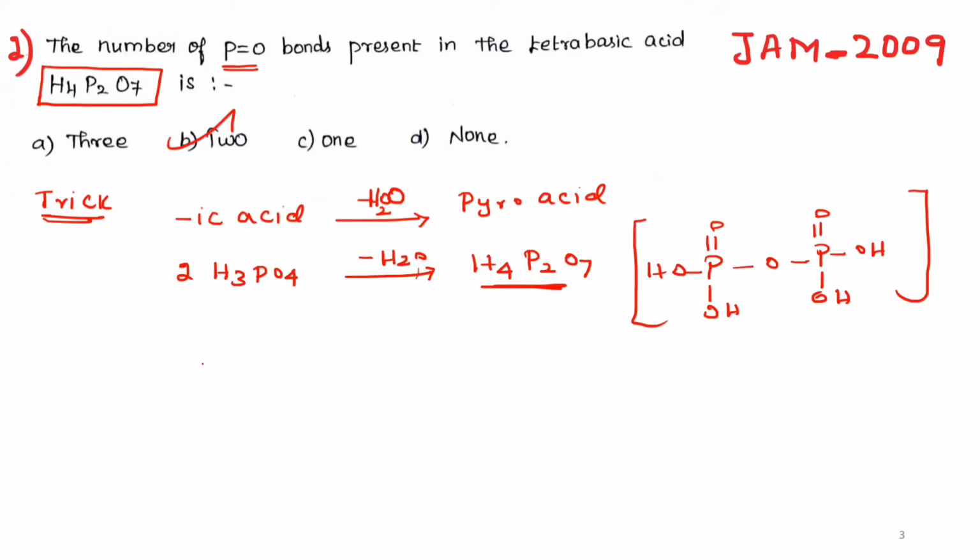Very simple, right? Take the H3PO4 structure: P double bond O, here OH and OH, and OH. What is the formula? H3PO4. This is orthophosphoric acid, right? The orthophosphoric acid undergoes dehydration and I get pyrophosphoric acid. How many P double bond O? The answer is 2. Okay.